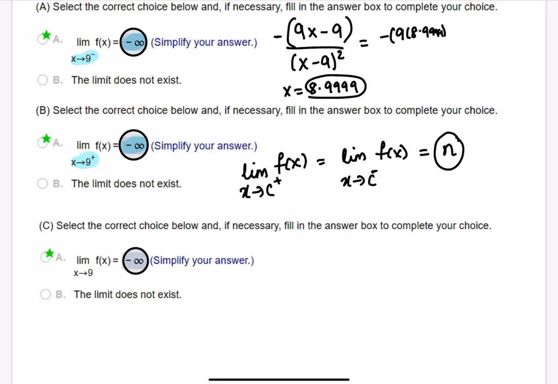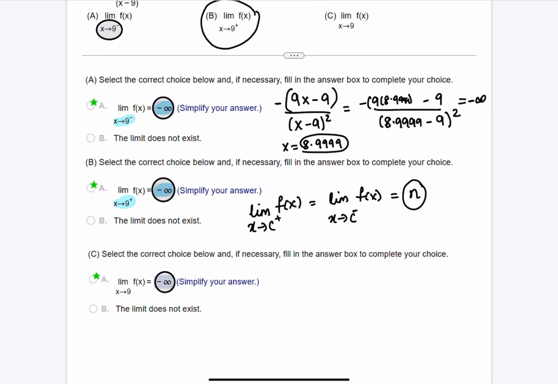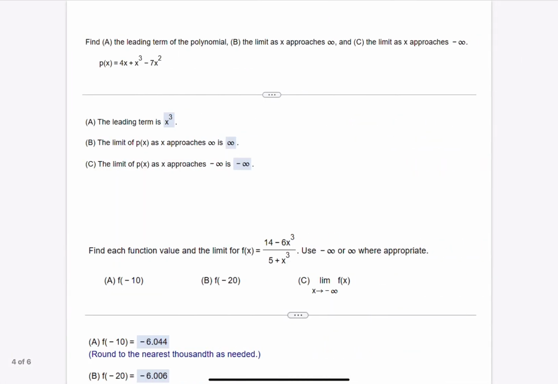Again, you can graph it, you can plug it in. If you're plugging in, make sure you plug in everything, which I don't really recommend because it's going to be a lot. This is going to be 8.999. However many nines you take on the top, you have to take that many decimal places. And then again, this is going to be close to negative infinity. You can take the same thing for here too and plug it in and see which one works. All right, let's take a look at the next one.